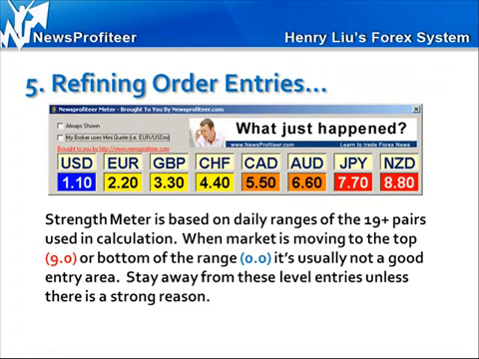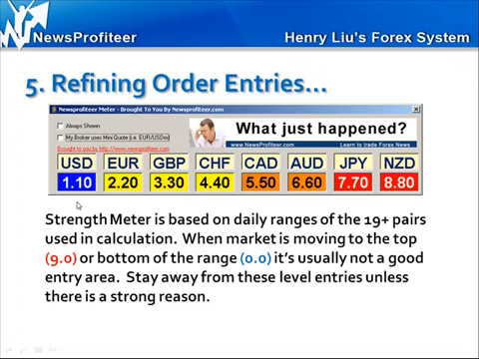Now the next way of using the strength meter is one of the things I like to focus on a little bit more. The principle behind the strength meter is actually pretty simple. I have explained this in my blog a little bit, but let me give you a quick overview. The strength meter basically works with the daily ranges, the range of the day.